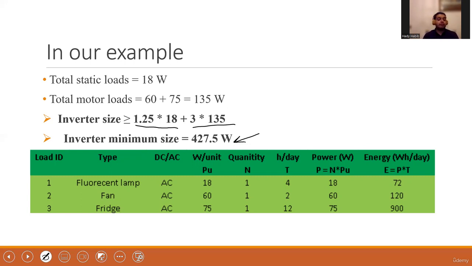Mostly there is no inverter with 427.5 watts, so we are going to have it like 430 or 440, 450 watt inverter. Or usually a half kilowatt inverter is good in such a situation, and it's found in the market.